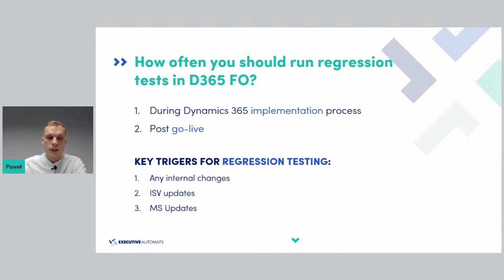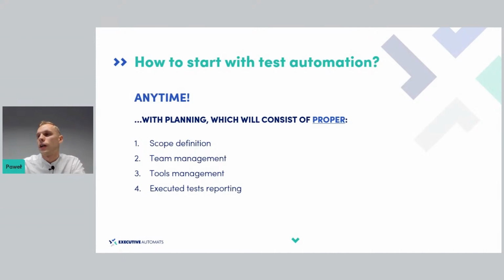So we can move to the next point. This is how to start with test automation. If any project wants to start with test automation, first we need to answer when we should do that. When is the right time to start automating our tests? And the answer is anytime is right to change approach from manual to automated.